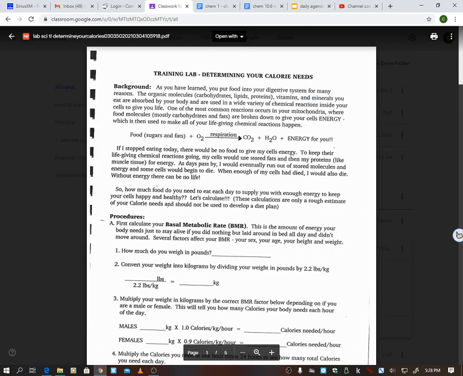Lab Science, we are going to do something called determining your calorie needs. So we're going to walk through this. I'll walk through some of this with the students during class.